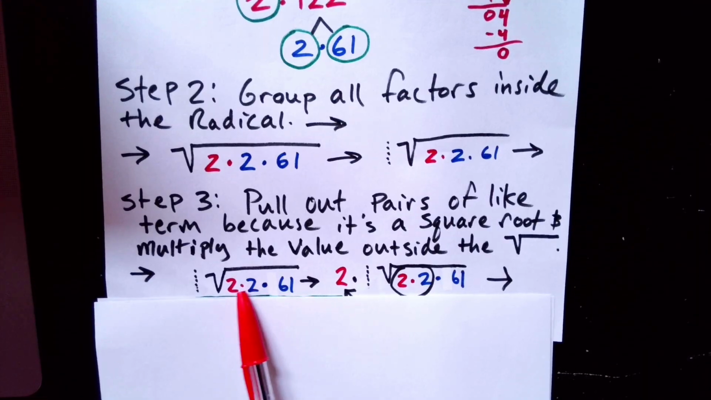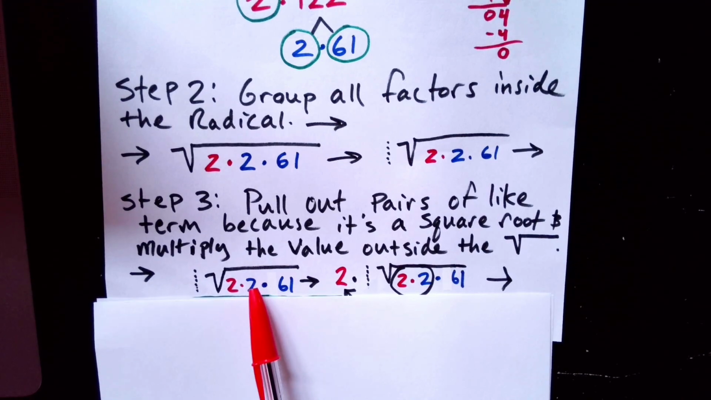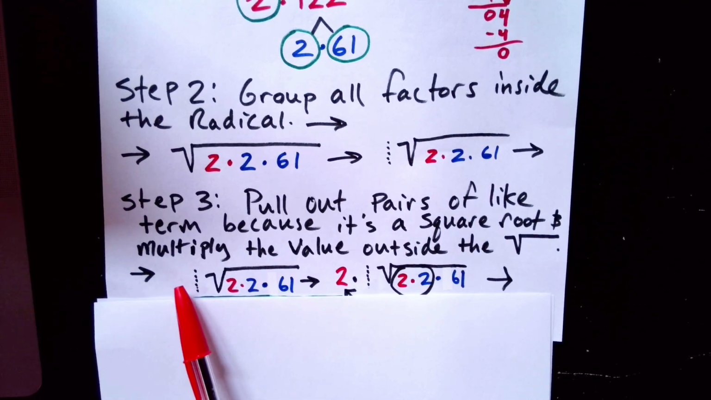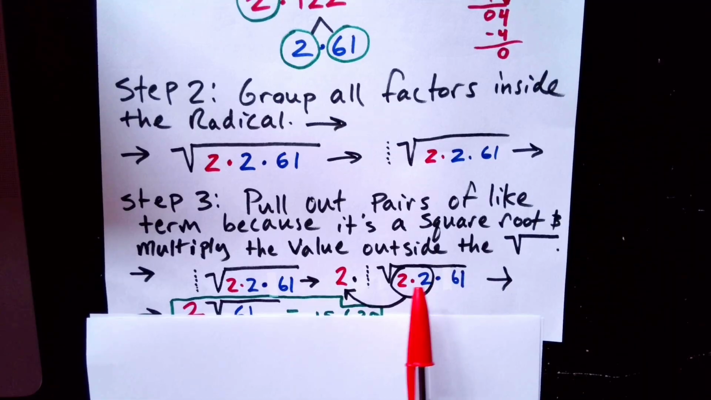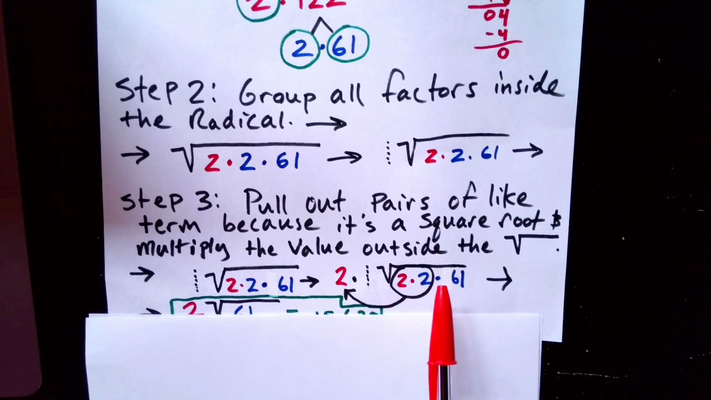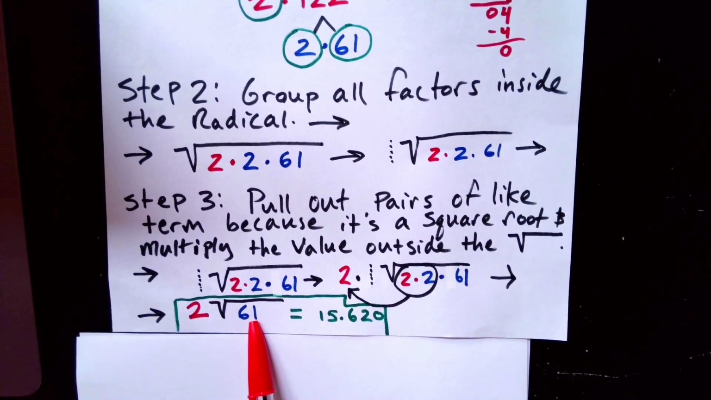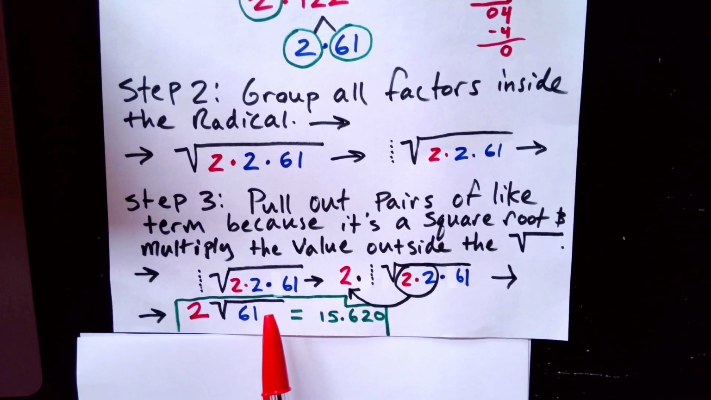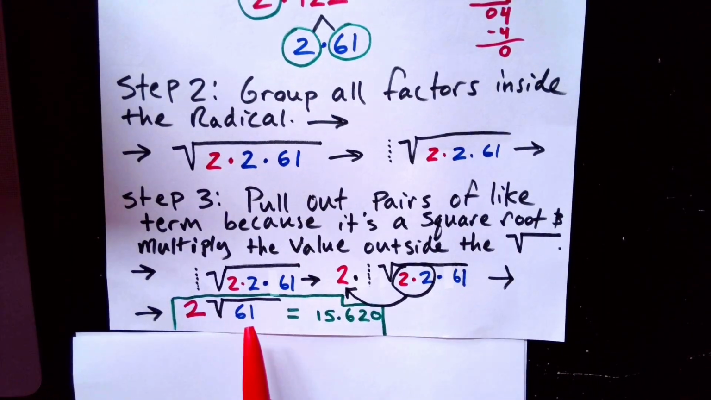So let's take a look at that here. We have 2 times 2 times 61. Hey, I have a pair of 2's, so I can pull 1 2 out. And whatever I pull outside of the radical, I have to multiply times the term in front. Well, here, I've got a pair of 2's, as you can see here. So I'll pull out a 2. 2 times that invisible 1 is 2. And since 61 is an odd number, you cannot break it down any further. That's going to stay inside the radical. So the square root of 244 simplifies to 2 times the square root of 61.